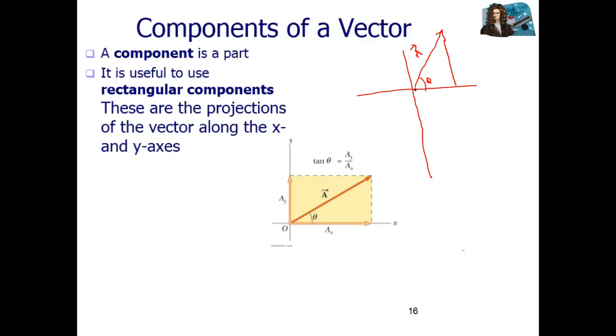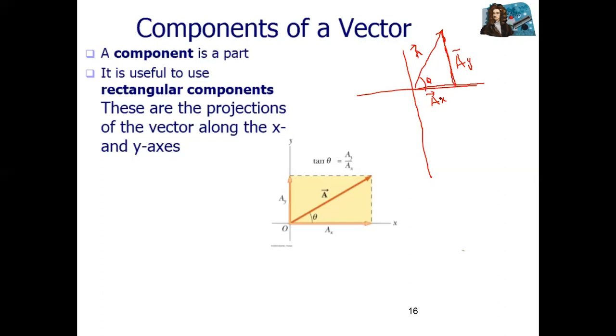This side is its x component, and this vertical length is its vertical component. So you can say this one is Ay, a component along the y-axis. This side is a component along the x-axis. But we don't know the length of Ax and Ay. So how can you find the length of Ax and Ay?